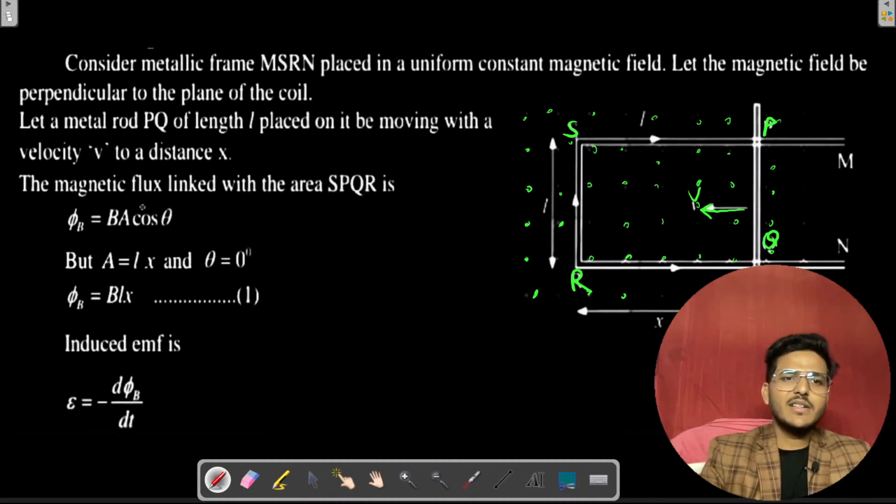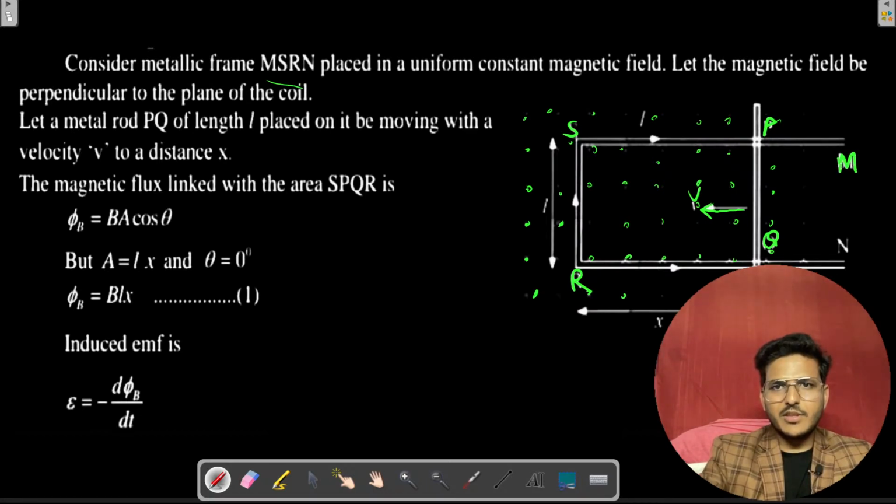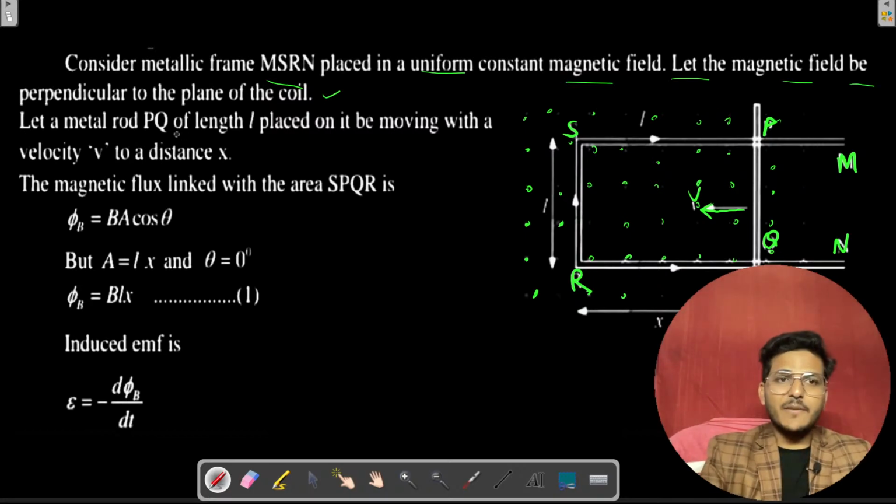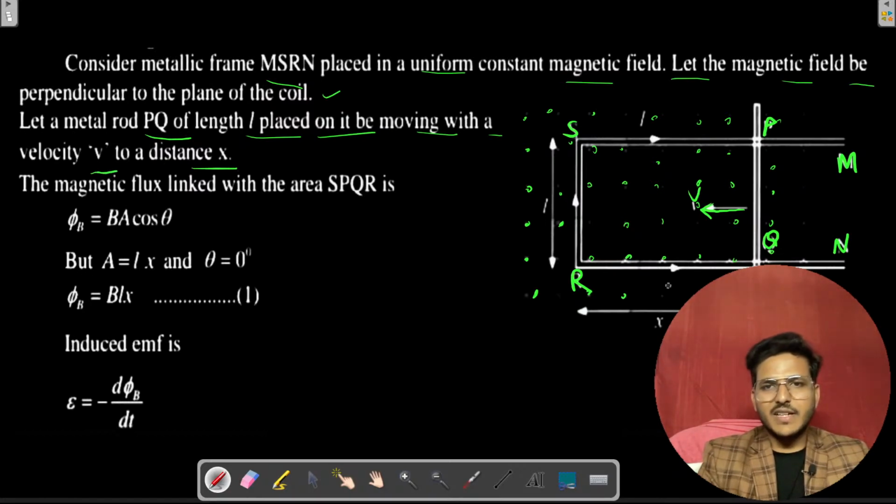All right. So consider a metallic frame MSRN. This one is M, this one is N, placed in a uniform constant magnetic field. Let the magnetic field be perpendicular to the plane of the coil. Let a metal rod PQ of length L be moving with the velocity v through a distance x.